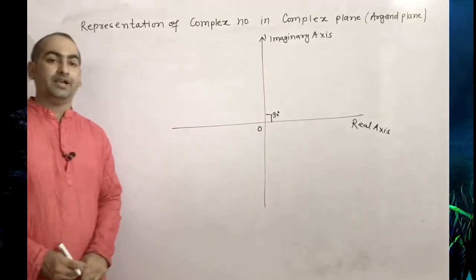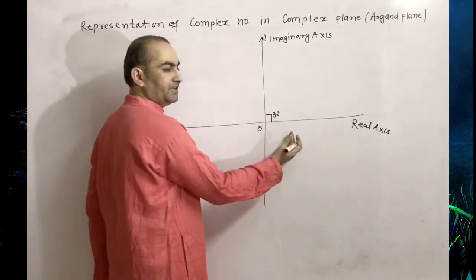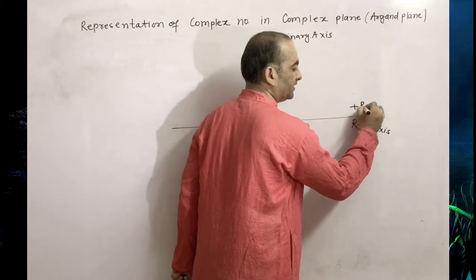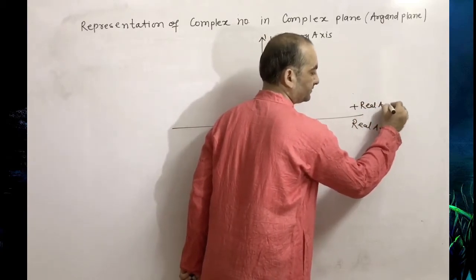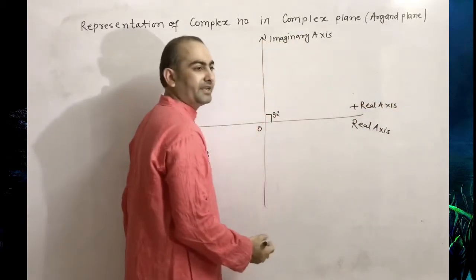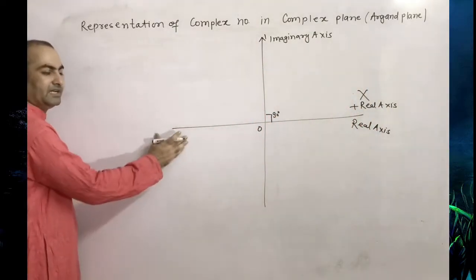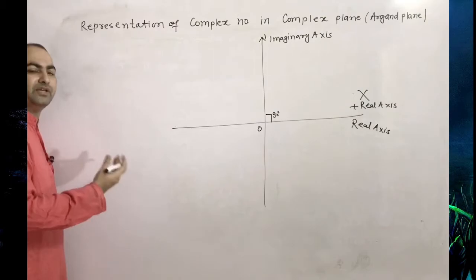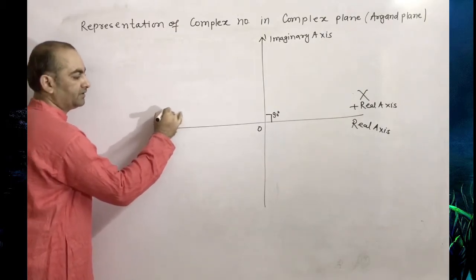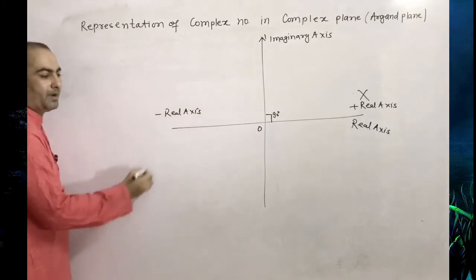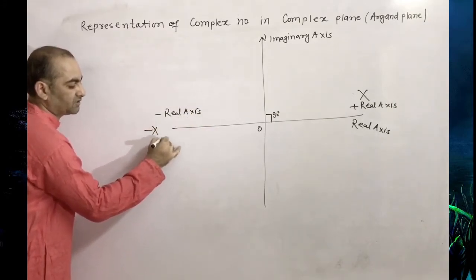Okay, and here right hand side of origin real axis we call what? Positive real axis, and it is denoted by capital X. Similarly, left hand side of real axis we call what? Negative real axis, and it is denoted by minus x, or we can write x dash also.